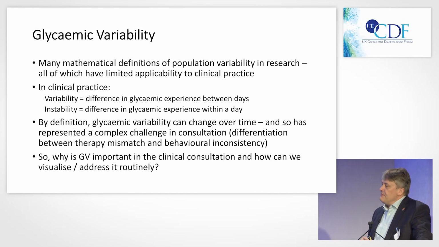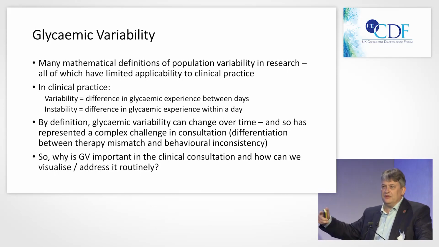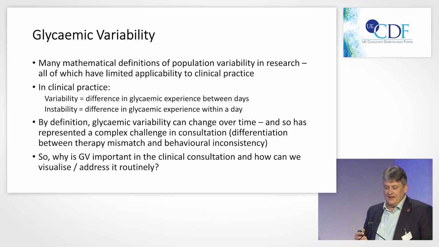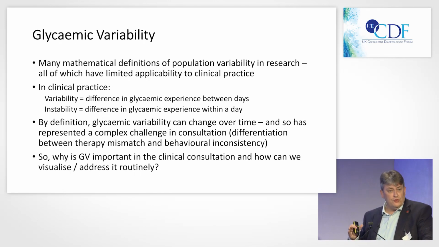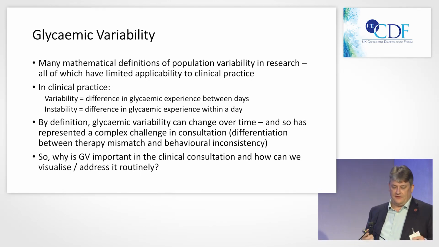So there are many definitions of population glucose variability. The challenge is, whilst they all have mathematical value, the clinical value of those huge numbers of different variability measures, so MOD, MAGE, LAGE, CONGA, you name it, they don't really help us in the clinic. And in the clinic, what we recognize is two forms of glucose flux, if you like.